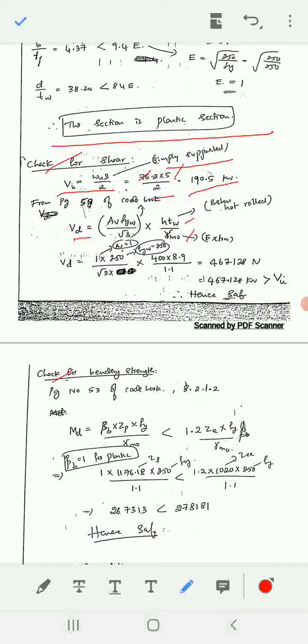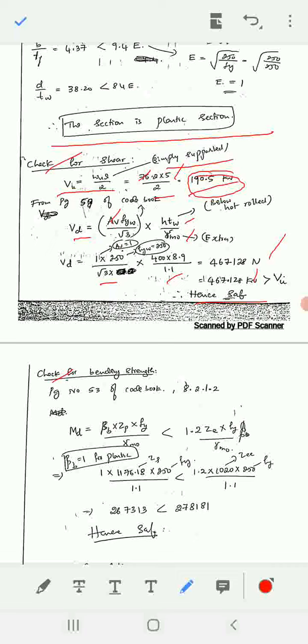And Av is always 1, and fyw is fy, that is 250, divided by root 3, and h is 400, which we calculate from the steel table. tw we also got from the steel table, and 1.1 is gamma m naught, and we will get the result in Newton, so you have to convert it to kilonewton. This should be more than whatever Vu was calculated. If it is more, then it is safe.